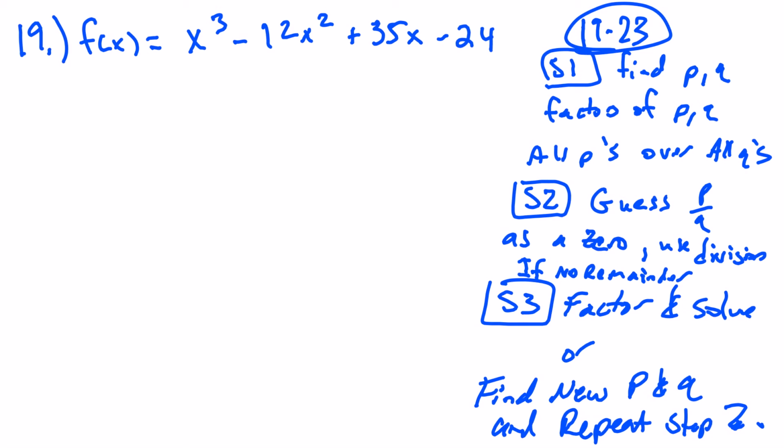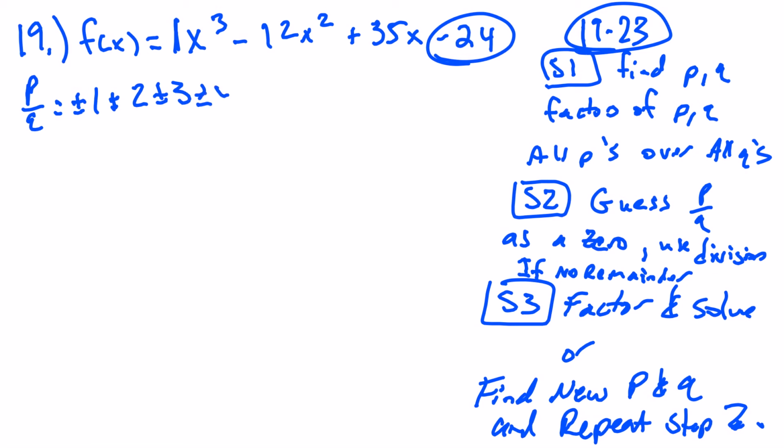Alright, so 19. I find my p: 24. I find my q: it's 1. So my p's over my q's are plus or minus 1, plus or minus 2, plus or minus 3, plus or minus 4, plus or minus 6, plus or minus 8, plus or minus 12, plus or minus 24. Alright, I make my box.